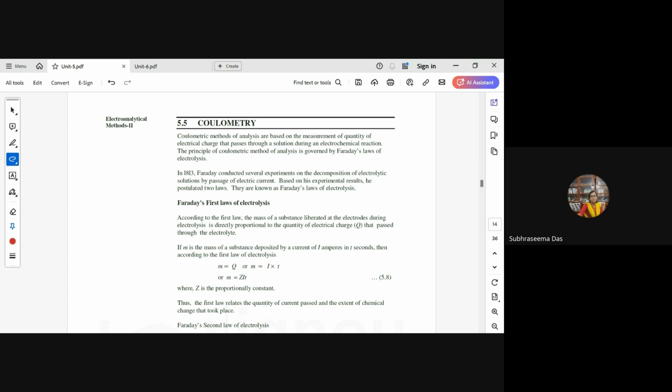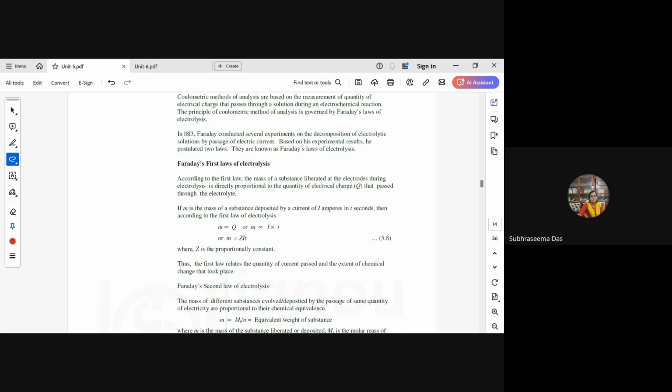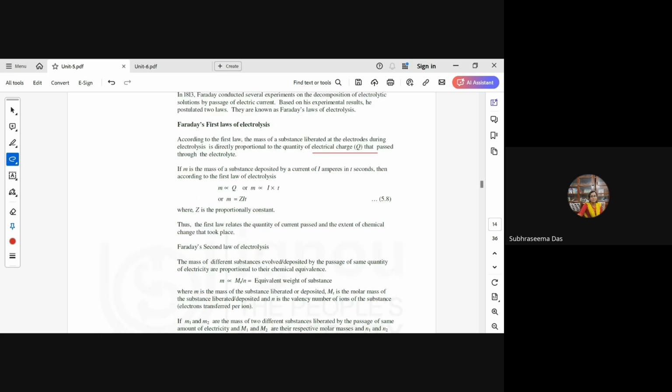Two laws have been postulated by Faraday. Faraday's first law of electrolysis states that the mass of a substance liberated at the electrodes during electrolysis is directly proportional to the quantity of electrical charge Q passed through the electrolyte. Mathematically, if m is the mass of the substance deposited by a current of I amperes in t seconds, then applying the first law, m is directly proportional to Q, or m is directly proportional to I into t, which implies m = ZIt, where Z is a proportionality constant.